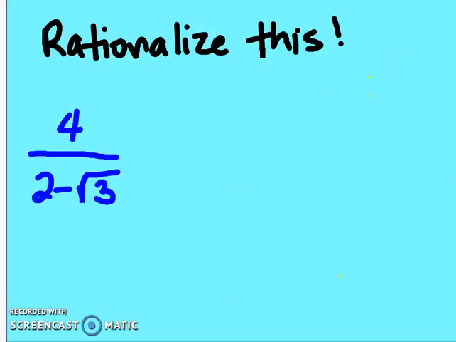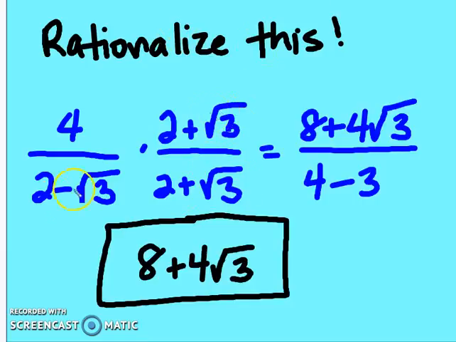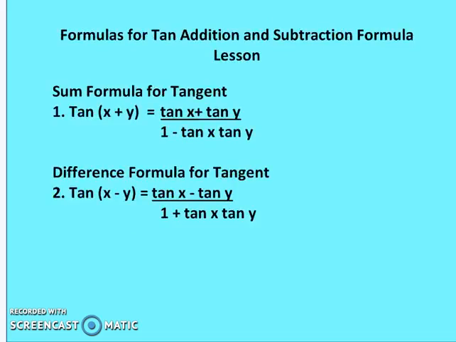All right, so moving on, rationalize this problem. I'll pause here while you figure this out. Again, multiplying by the conjugate of the denominator, we end up with 8 plus 4 root 3 over 4 minus root 3, which ends up being 8 plus 4 root 3 because 4 minus 3 is equal to 1. Okay, so now we need to use this in order to solve for the sum and difference formulas for tangent.